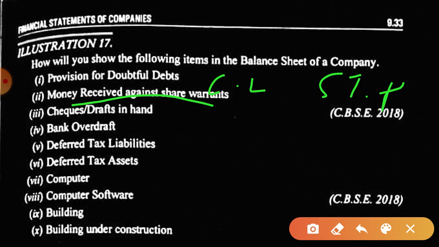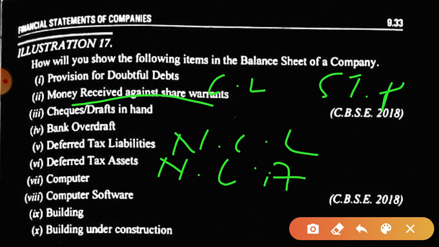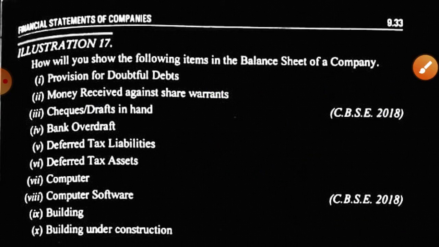Then bank overdraft, where will it be treated? Bank overdraft is a current liability and it's a short term borrowing, so the subhead will be short term borrowings. Then deferred tax liability, it's a non-current liability, it is a head itself, and deferred tax asset is a non-current asset, isn't it? And it doesn't have any subhead, isn't it?